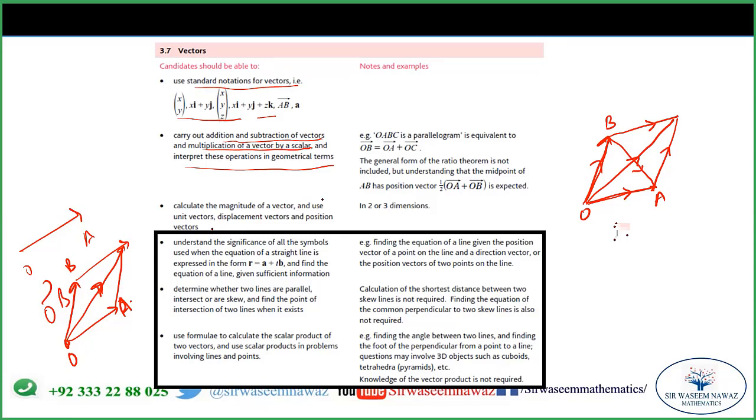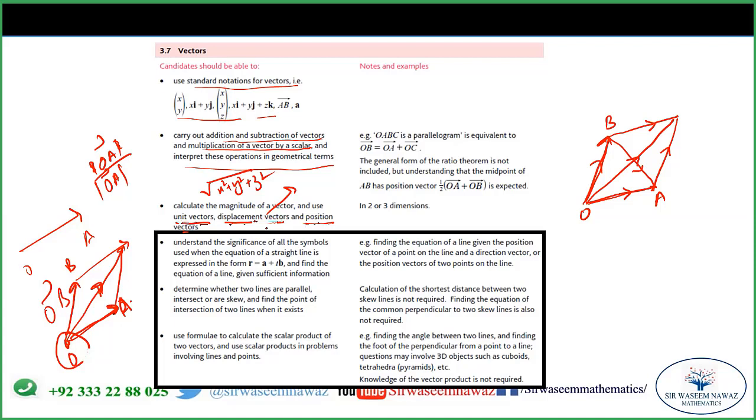Calculate the magnitude of the vector. You know how to find the magnitude, that is the square root of x squared plus y squared plus z squared. A unit vector is the vector divided by its magnitude. You know the displacement vector, yes, they are the direction vectors we have done here. They are the displacement vectors. A position vector is a vector which starts from the origin.